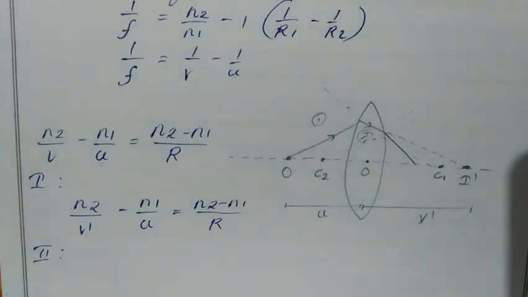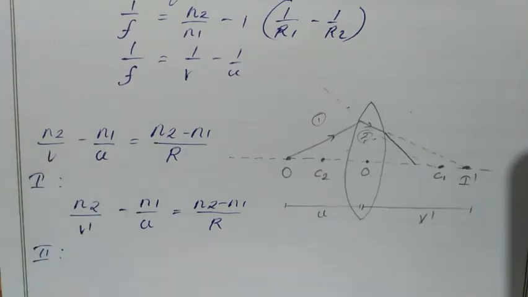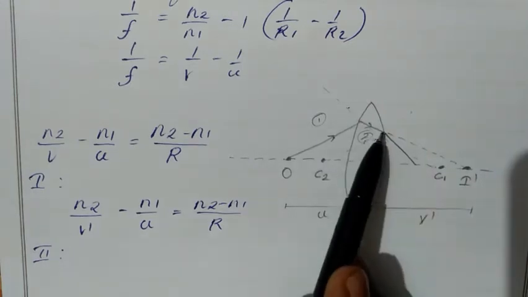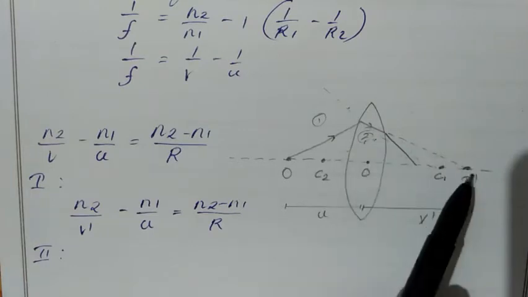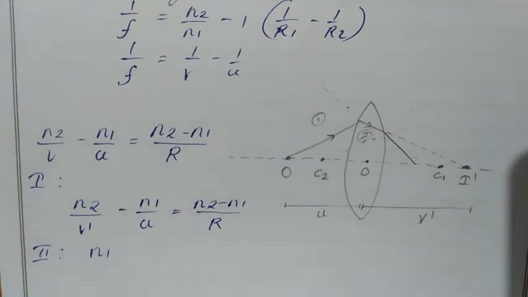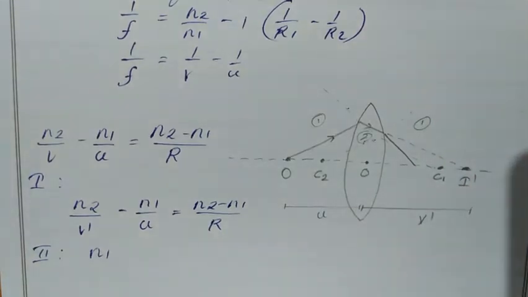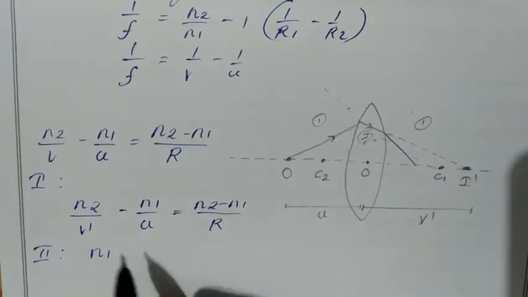So here we have to consider the medium. First n2. N2 means light goes to which medium? So now tell me, light goes to which medium? Light goes to air. Okay, light goes to air medium. So air medium is 1. Here we take n1. Okay, the medium is 1. Clear?